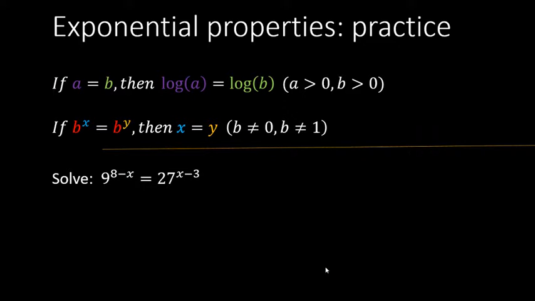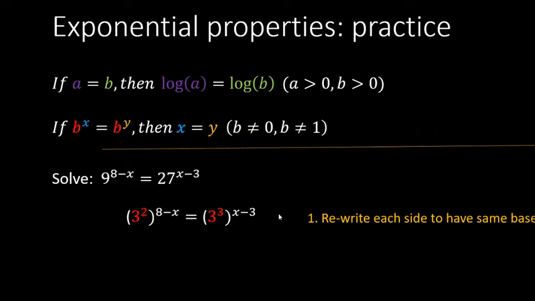Let's look at another one. This time we're looking at 9 to the 8 minus x equals 27 to the x minus 3. All right, first step, see if there's a way to make the bases the same. I see that 9 is 3 times 3. I see that 27 is 3 times 3 times 3. So I can identify that this is a situation where I can use 3 as my common base, so that I can eventually apply this property.